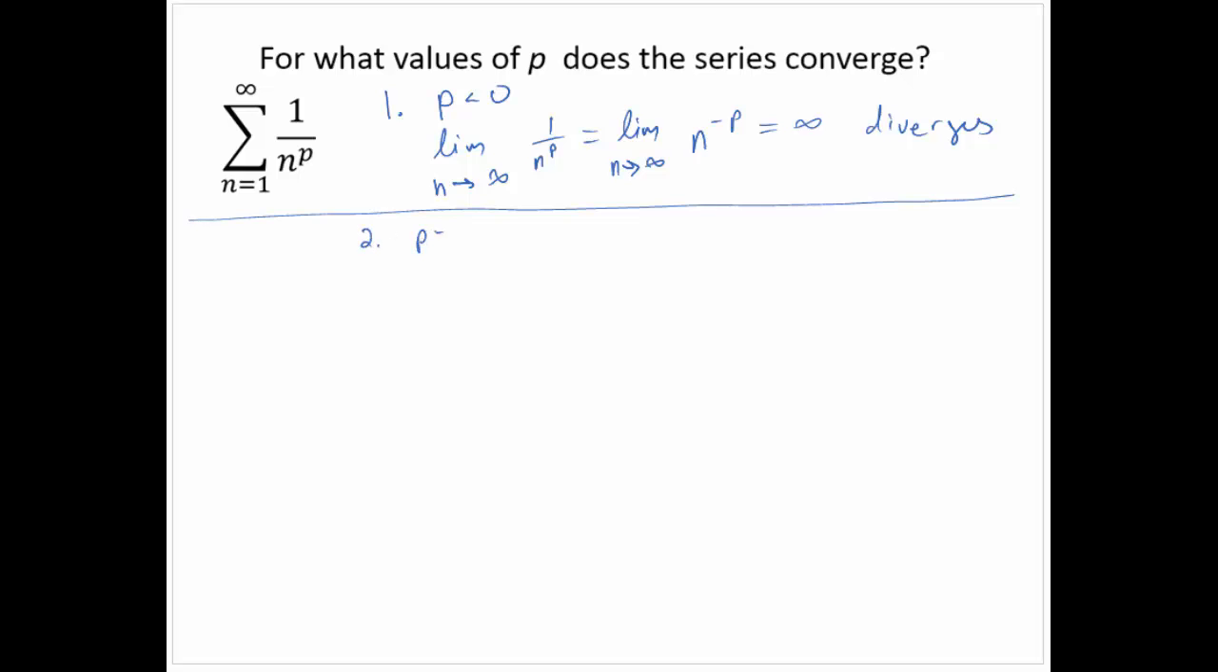What if p is equal to 0? Then the limit as n approaches infinity of 1 over n to the p would be the limit as n approaches infinity of 1 over 1, which is the limit of 1, which is 1, which is not 0. And so this also diverges.